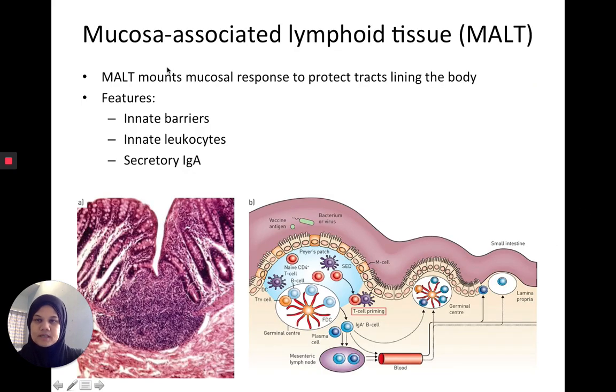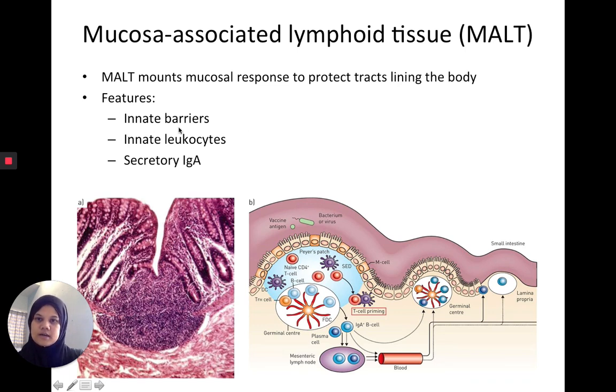So this is basically what we call the mucosa-associated lymphoid tissue. In the gut, they'll call it the gut-associated lymphoid tissue, or if it's in the nose, the nasal-associated lymphoid tissue. But they're basically present in the mucosa, and they're lymphoid tissue. So they actually play a huge role in regulating the immune defenses within these tissues.